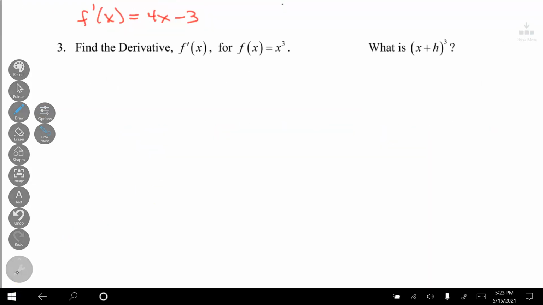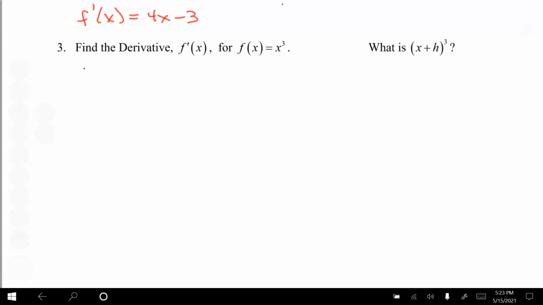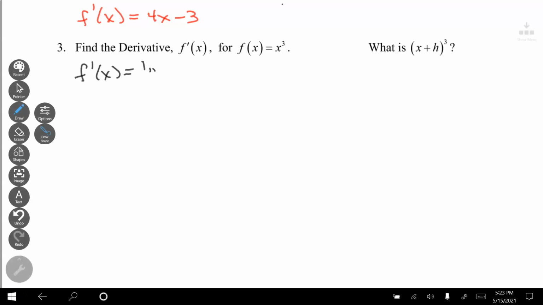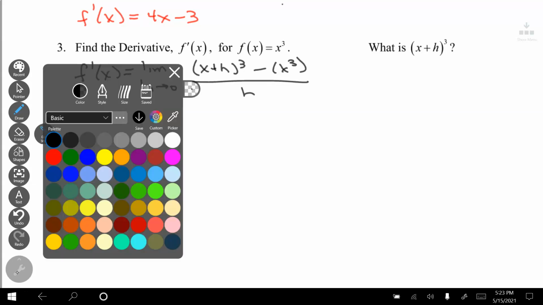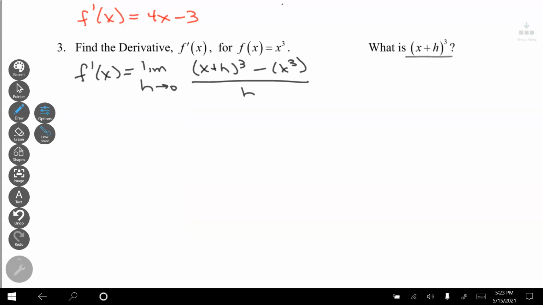So let's find the derivative of f of x equals x cubed. So f prime of x is equal to the limit as h goes to 0 of x plus h to the third minus the original function, x to the third, over h. Now I have to remember, what is x plus h cubed? Well, that's what we did yesterday with Pascal's triangle. The third row is 1, 3, 3, 1. So it's going to be x cubed plus 3x squared h plus 3x h squared plus h to the third. 1, 3, 3, 1 are the coefficients.